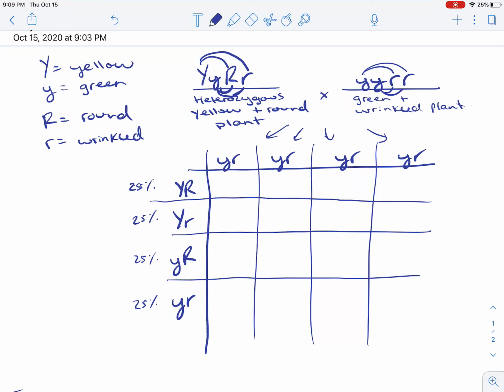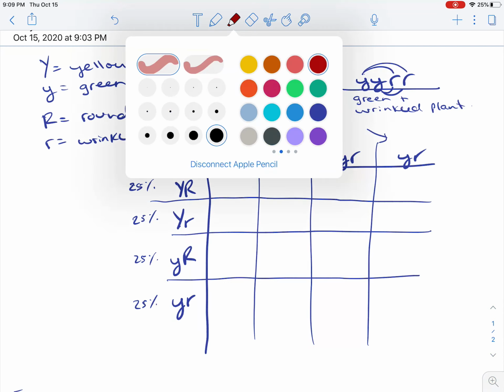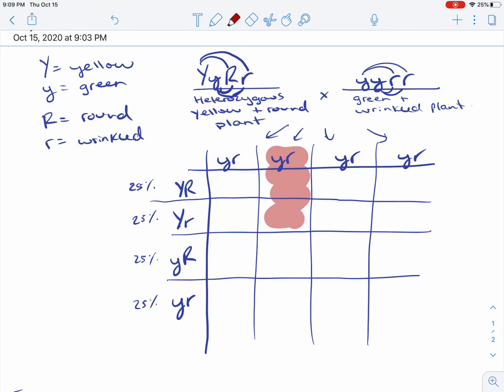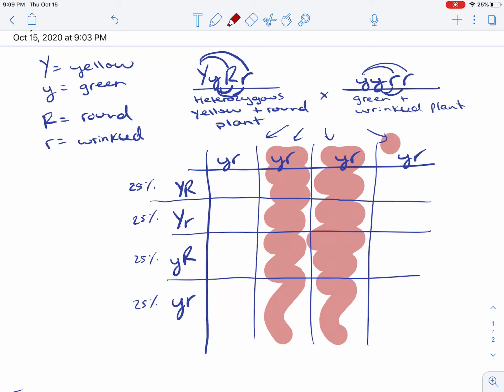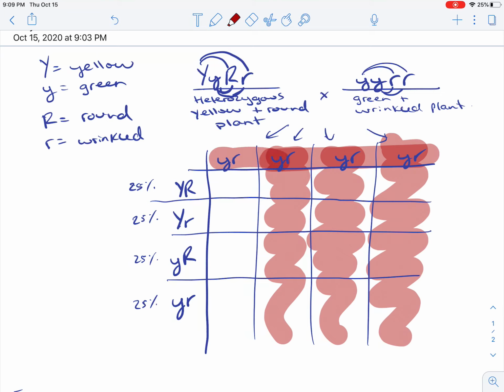I'm going to just eliminate these guys right here. We're going to take out that one. We're going to take out this one. We're going to take out this one. Why? Because all four of them are exactly the same. There's no reason to do all four. We're just going to do one of those columns.